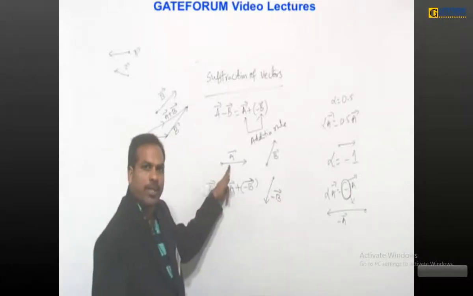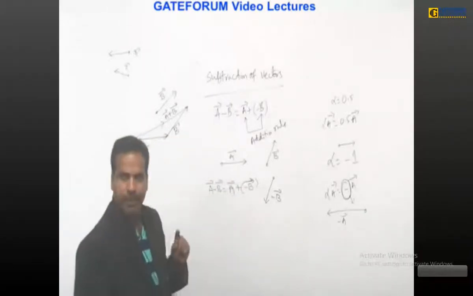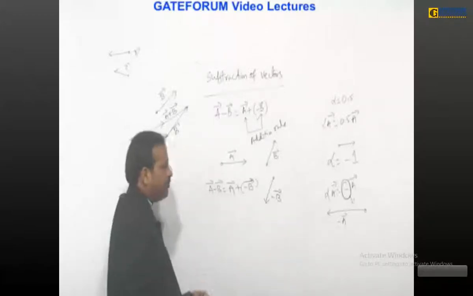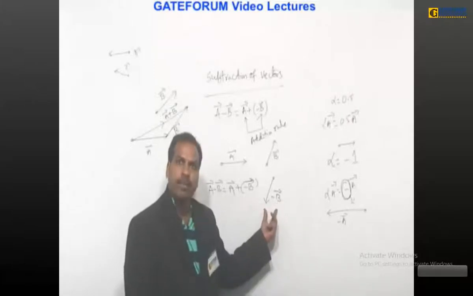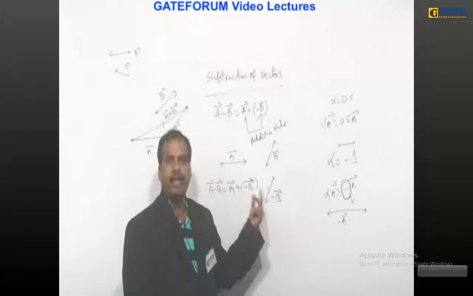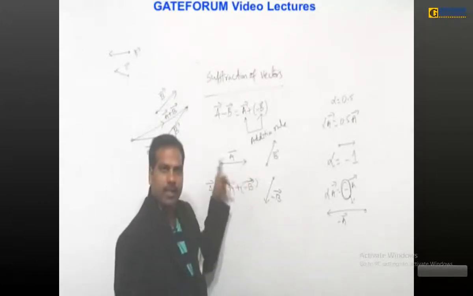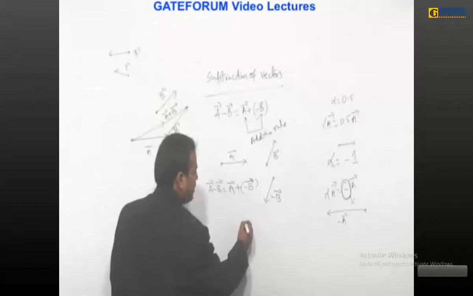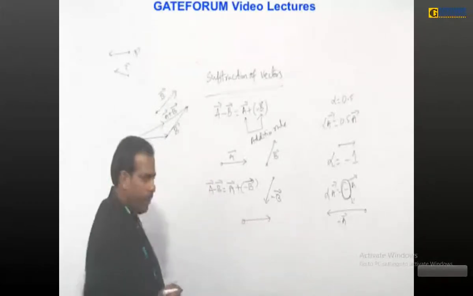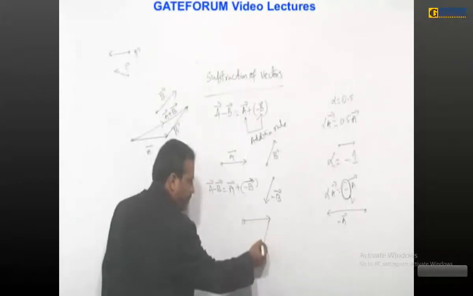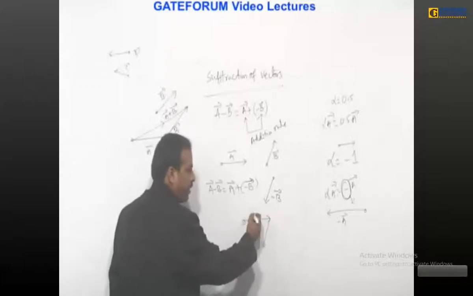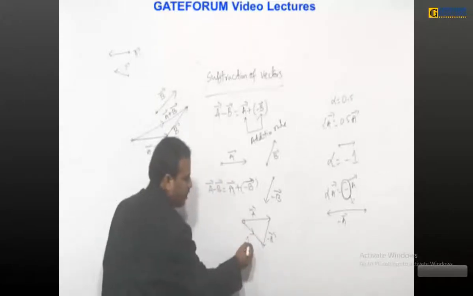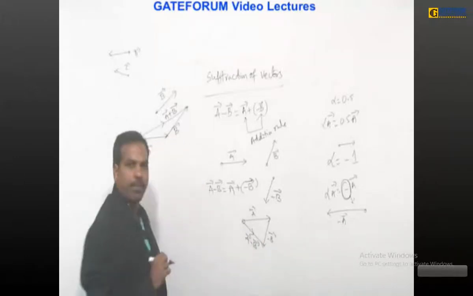Now follow the addition rule between A bar and minus B bar. That means it will be like this. I'm moving minus B bar parallel to itself, drawing minus B bar at the other tip of A bar and joining the starting and ending points, so that I'll be getting A bar minus B bar. So this is our A bar. Now I'm drawing minus B bar at the other tip of A bar. Just join these two. So this becomes A bar minus B bar.